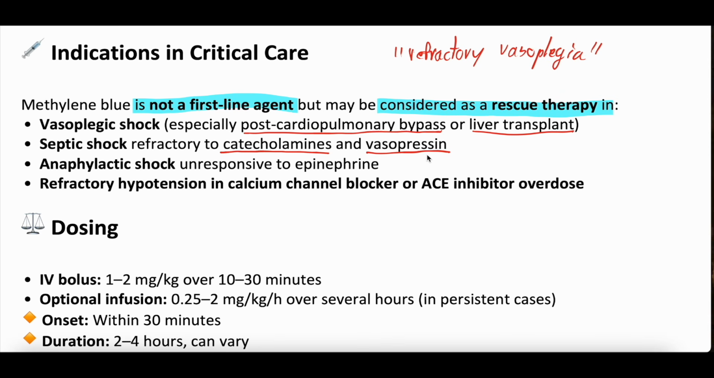There's some growing literature or interest, I suppose we should say, in using methylene blue in anaphylactic shock that's unresponsive to our first line being epinephrine. And then there's also some attention in using methylene blue in refractory hypotension from either calcium channel blocker or ACE inhibitor overdose. So these last two are interesting. We don't want to say new, but somewhat newer thoughts and approaches, whereas more classically, methylene blue is considered in vasoplegic shock and refractory septic shock.